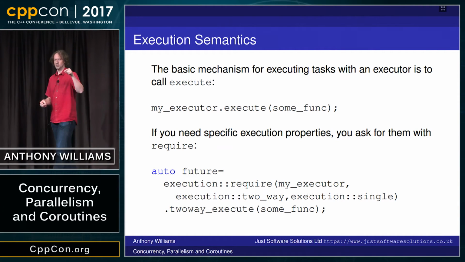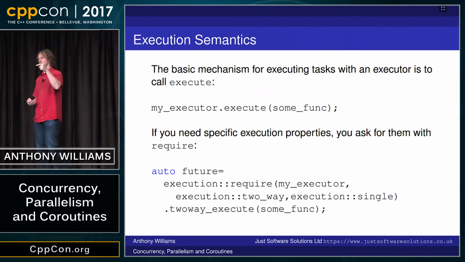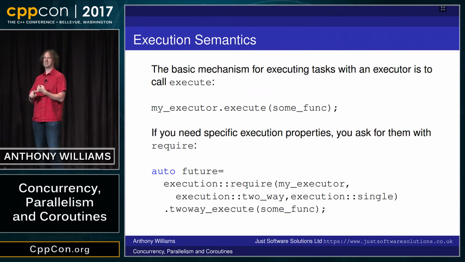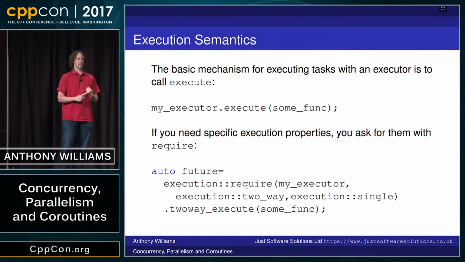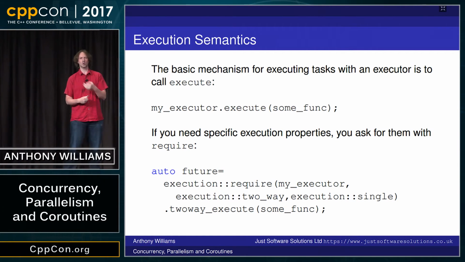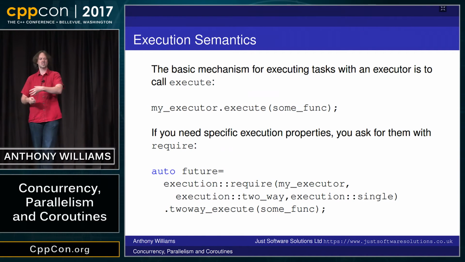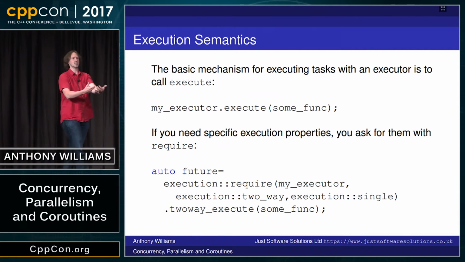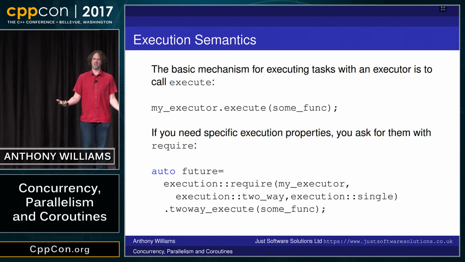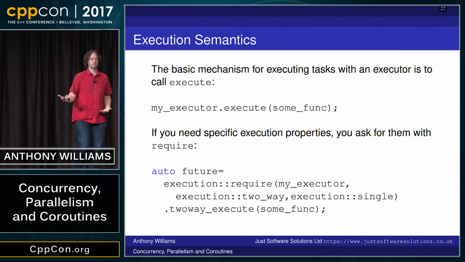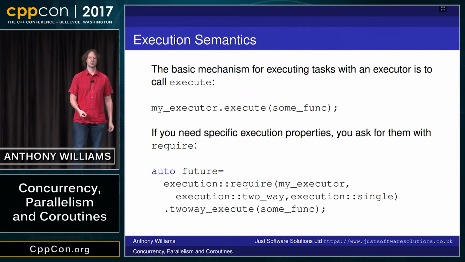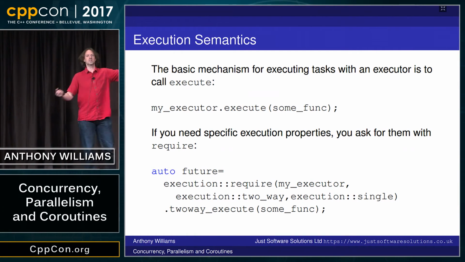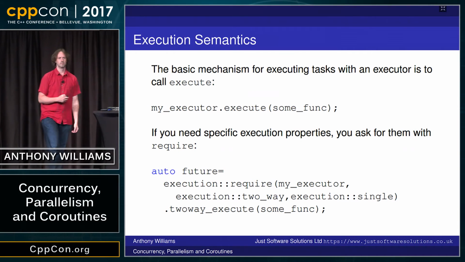So I say, I'm going to require that from my executor, I need it to be two-way communication, so I need to know when my task is done. But I'm only going to execute one function at a time. And then that gives us a combined executor from our source one that has those properties. And if we can't do that, it will fail to compile. And then we can call two-way execute of our function, and that will definitely then give us a future back, which we can then wait on in order to know when the task has been done.